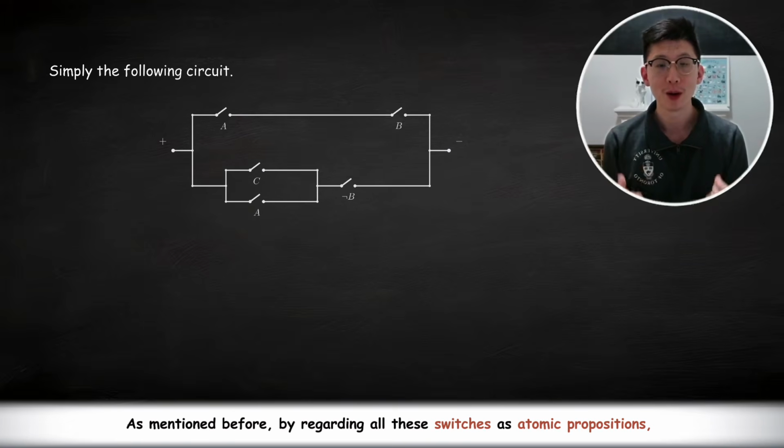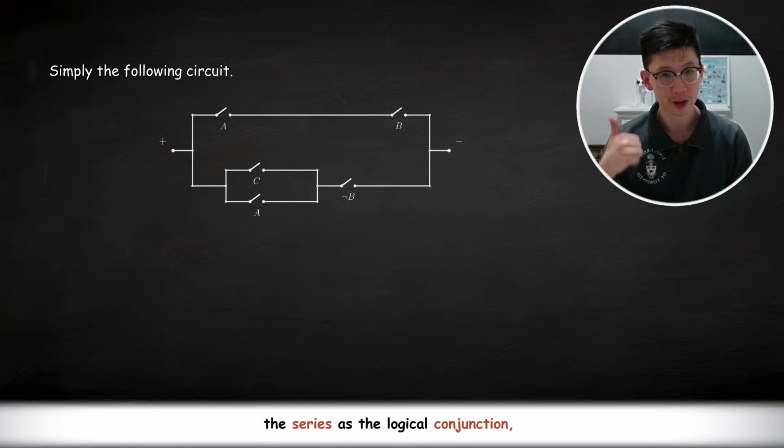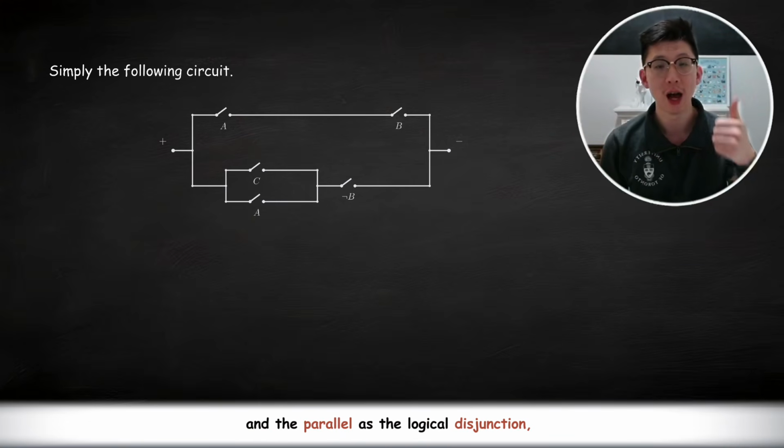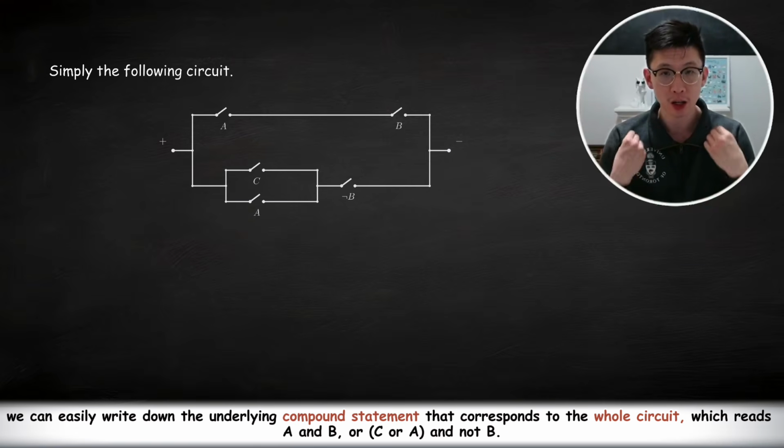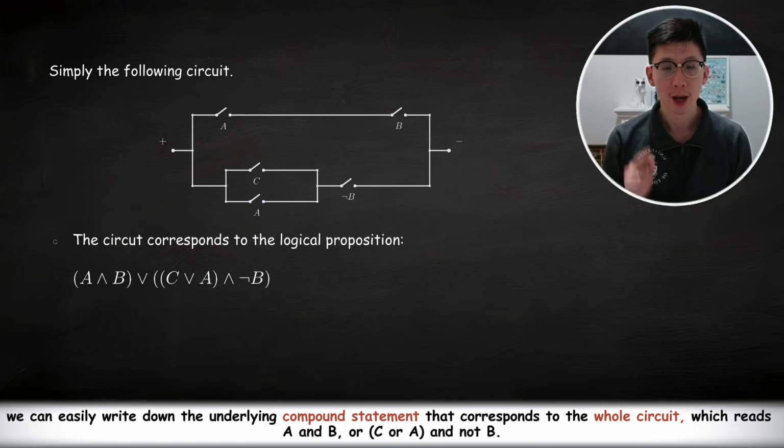As mentioned before, by regarding all these switches as atomic propositions, the series as the logical conjunction, and the parallel as the logical disjunction, we can easily write down the underlying compound statement that corresponds to the whole circuit, which reads (A and B) or C or (A and not B).